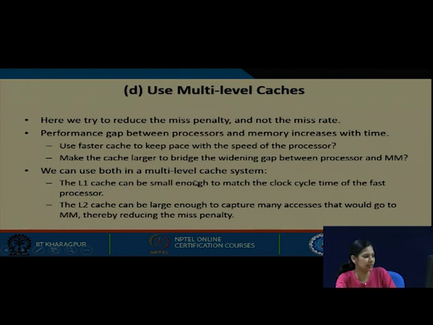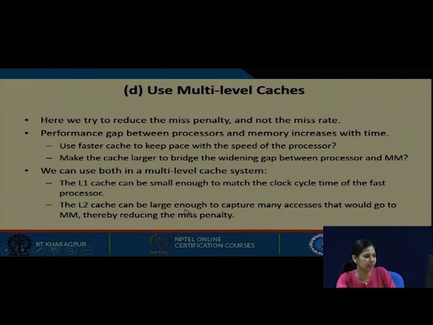In a multi-level cache system, we have multiple levels of cache. This will be helpful, because we are bringing the data from main memory and keeping it in those multi-level caches. Whenever it is required by the processor and it is not present in the L1 cache, it looks into L2 and L3 to find the data. In most cases they get it from L1 and L2, and do not have to go to main memory to access the data. The L1 cache can be small enough to match the clock cycle time of the fast processor.